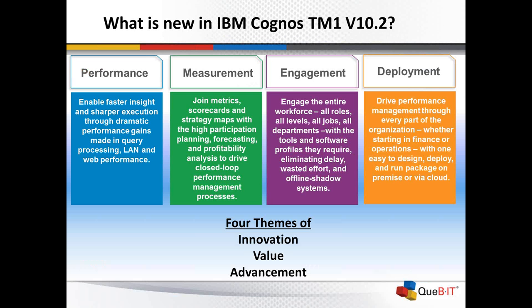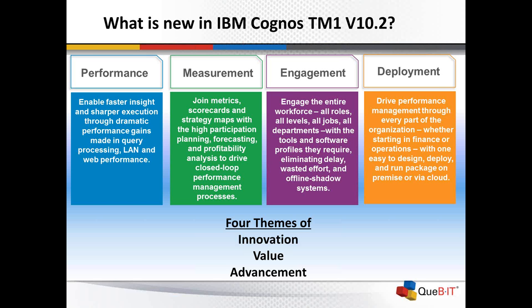So what is new in IBM Cognos TM1 version 10.2? This is a slide that I borrowed from IBM. We can look at the improvements in 4 different areas. First of all, there have been significant performance improvements throughout, and I'll talk more about the specifics, from the core TM1 engine itself, making better use of multi-threading, to TM1 Web being completely re-engineered from top to bottom. So throughout the process for 10.2, you'll see that there's better performance.